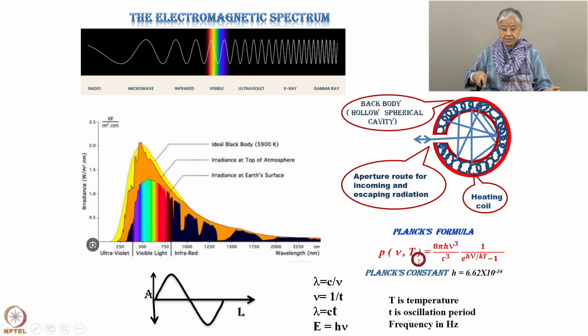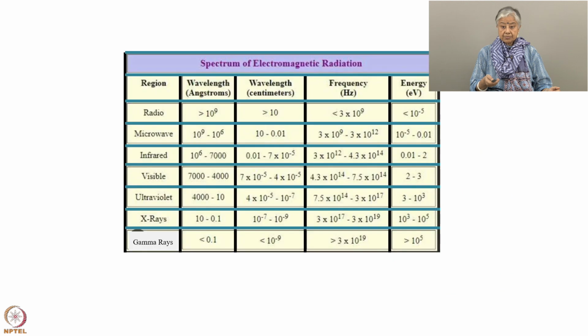Here capital T is the temperature, as I have written here, and small t is the oscillation period. And it gives you the distribution of these frequencies which is given here, and h is Planck's constant. So, that is what the radiation is about.